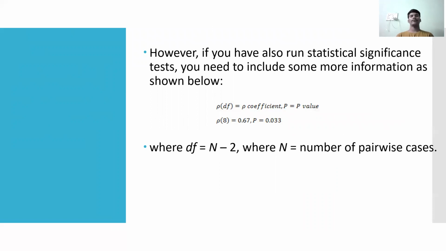Now, however, if you have also run a statistical significance test, you need to include some more information as shown below. Means if the problem gives the statistical significance test, then you have to go further into the topic. Means rho of df is equal to coefficient, comma, p is equal to p value. Rho of 8 is equal to 0.67, comma, p value is equal to 0.33, where df is equal to n minus 2 and n is equal to the number of pairwise cases.